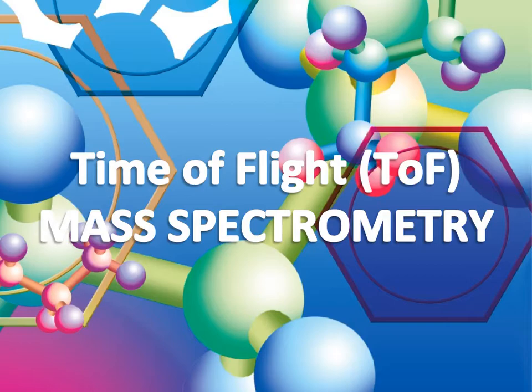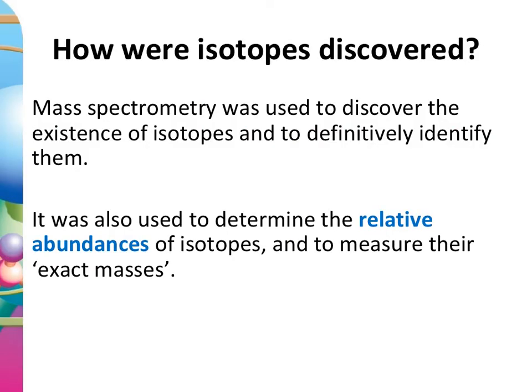So back at GCSE, you looked at isotopes, and you discovered that isotopes were atoms of the same element. So they had the same atomic number, but they in fact had different mass numbers. So that meant they had the same number of protons, the same number of electrons, but they had different numbers of neutrons. The discovery of isotopes really stems from mass spectrometry. So mass spectrometry was a way of discovering them, and it's been a way of definitively identifying them, i.e. does a particular element have isotopes, and if so, what isotopes does it have?